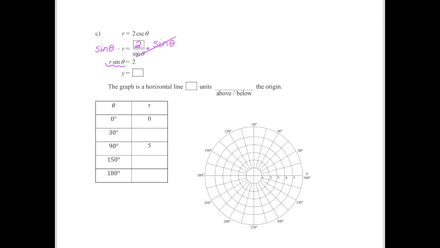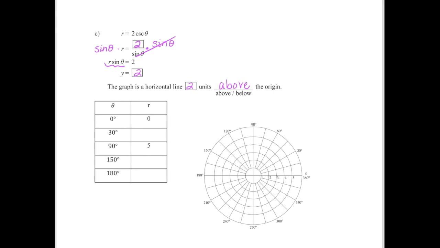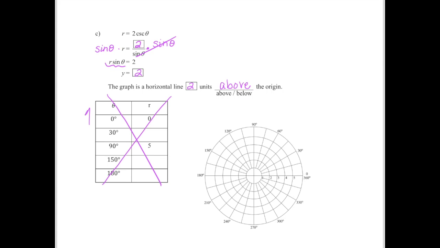I know that r sine of theta is the same as y, so y is equal to 2. This is a horizontal line 2 units above the origin. I'm sorry, this should have gone up above. Since it's 2 units above the origin, we will look at our ring of 2 here, and it's going to be a horizontal line the whole time. So in this case, it was much nicer to turn it into a linear equation to see what it might look like.